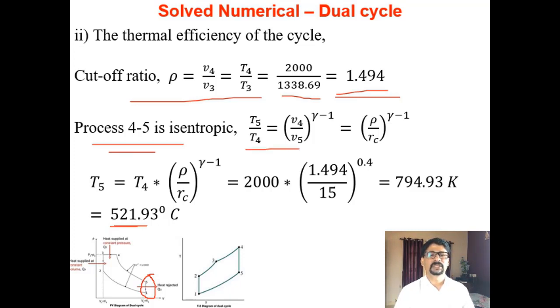T5 by T4 is equal to V4 by V5 to the power gamma minus 1, which is equal to rho to the power gamma minus 1 divided by Rc to the power gamma minus 1. So T5 is equal to T4 into rho to the power gamma minus 1 by Rc to the power gamma minus 1. If you substitute and simplify, you will get the temperature at point 5 as 794.93 Kelvin, or 521.93 degree Celsius.